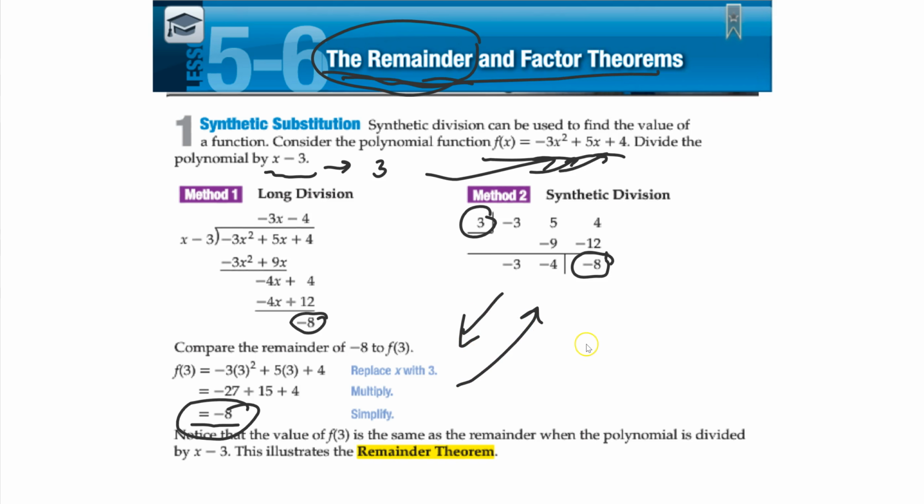If I'm trying to figure out what f of 3 is, like in this one, it's not too bad. But if it's a long expression, it's actually a lot easier to do synthetic division, because synthetic division is just multiplication and addition. It's a lot easier than figuring out something to the 5th power. So another way to do f of 3 is to do synthetic division and look at the remainder. And that's the remainder theorem. So let's do a couple examples of that.